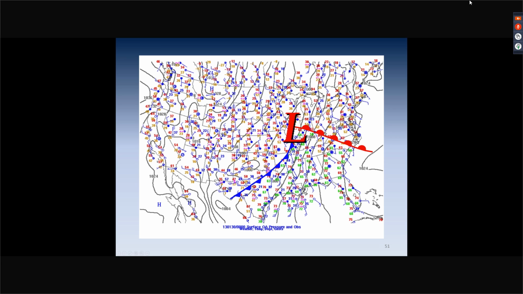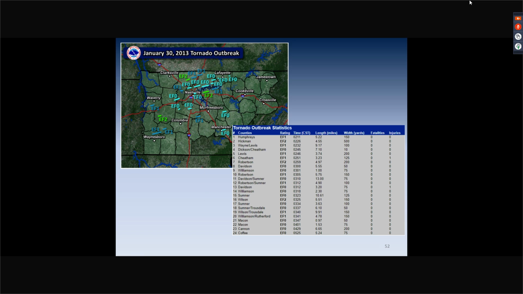I'm trying to pick out a number here. So I see 1,008, 1,004, 1,002. We're probably around 998, maybe 996 with this surface low, which is a pretty intense surface low. But you can see how dew points have gotten into the 60s here in Middle Tennessee. Winds are out of the south, maybe even a little bit of a southeasterly component at Huntsville there you can see. But this particular day ended up giving us 24 tornadoes across Middle Tennessee.